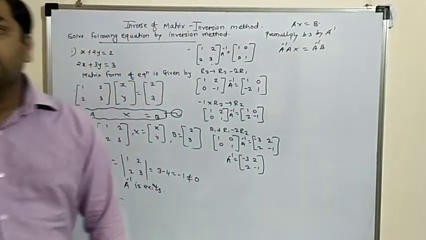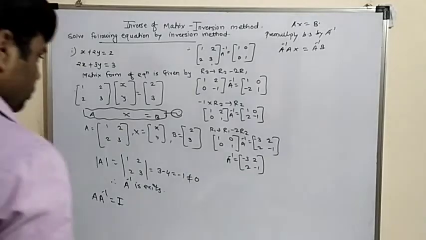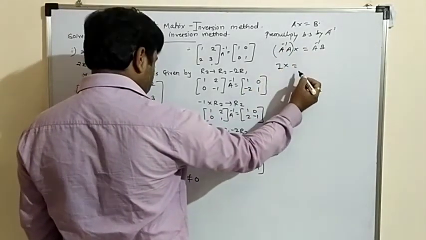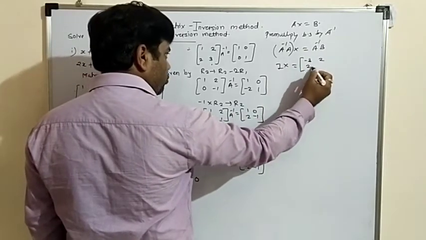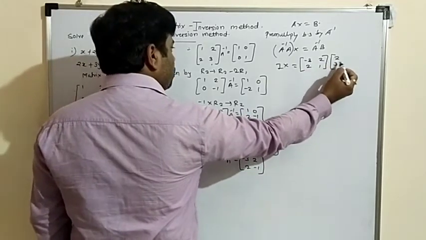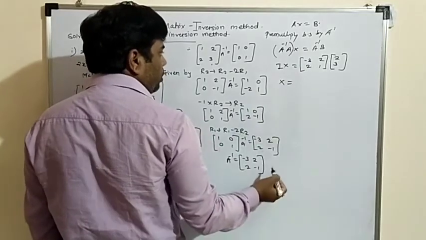We have pre-multiplied both sides by A inverse. So what are we getting? A into A inverse gives I into X. What is A inverse? Minus 3, 2, 2, minus 1. What is the value of B? 2, 3. I into X is X, which is equal to this product.